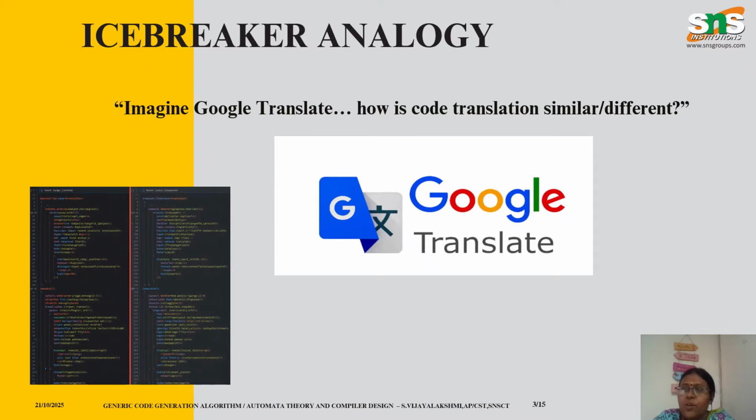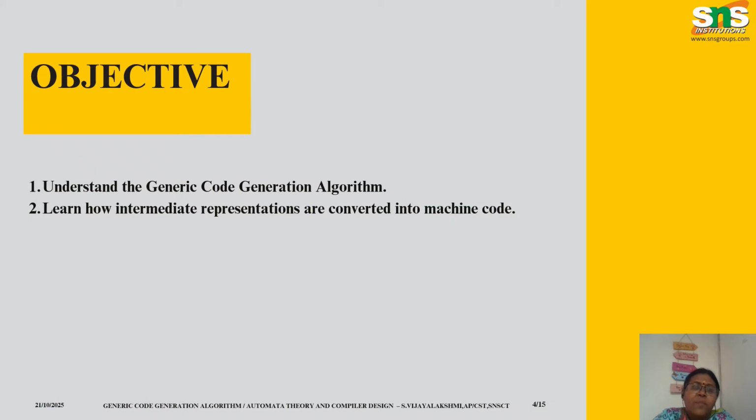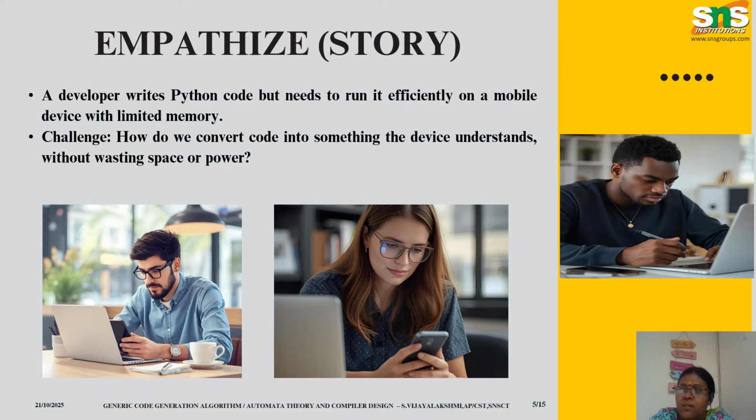But unlike human languages, machine code has strict efficiency and register rules. In the same way, we analyze the objectives, understand the generic code generation algorithm, and learn how intermediate code instructions are converted into machine code. First, imagine a developer writing a Python app that must run smoothly on a mobile device with limited memory and battery.